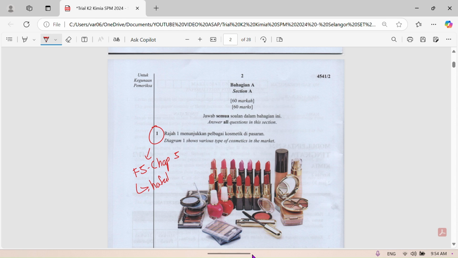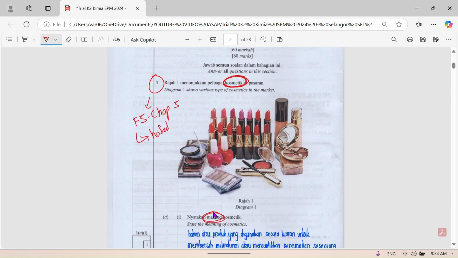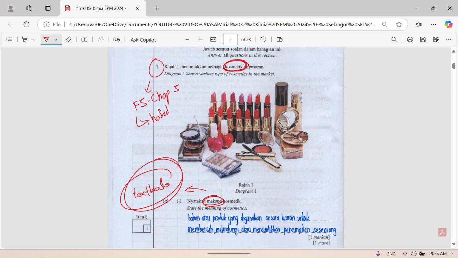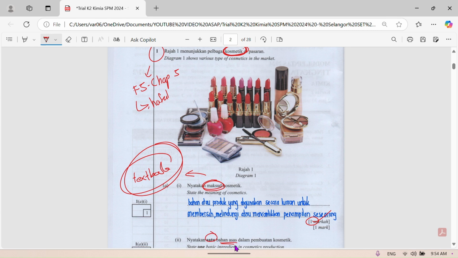Right, going back to the question, Rajah 1 menunjukkan pelbagai kosmetik. This is under kosmetik di pasaran. Nyatakan maksud kosmetik. Alright, for definition-based questions, you must always refer to your textbook, not your other reference book, only your textbook. So, kosmetik merupakan bahan atau produk yang digunakan secara luaran untuk membersih, melindungi atau mencantikkan penampilan seseorang.